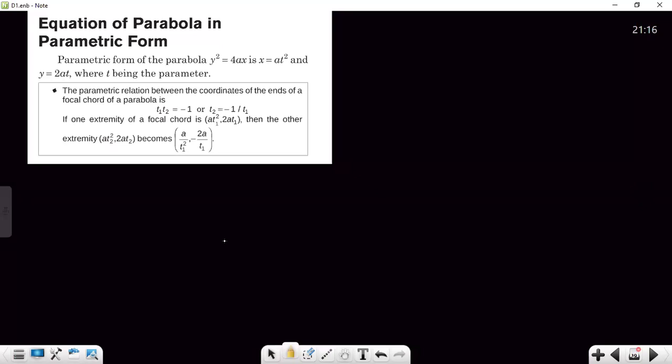There's one more thing that I'll give. The parametric relation between the coordinates of the ends of a focal chord of a parabola is t1 t2 is equals to -1. If one extremity of a focal chord is this, then the other extremity will be this. Then it becomes at2 square and 2at2. So basically, just the inverse.